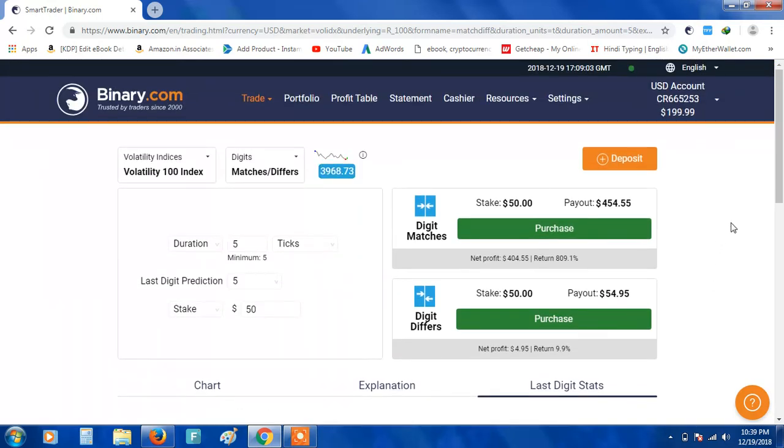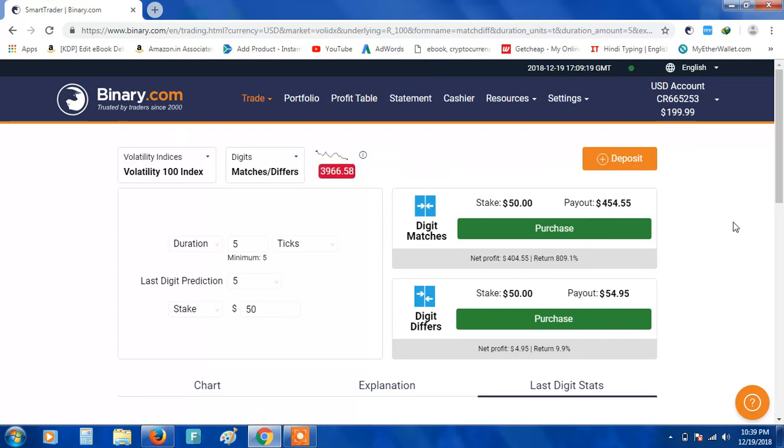So guys, this is the most profitable trade. Let me first of all introduce this system to you. This is binary.com and this is digit match, matches differs.